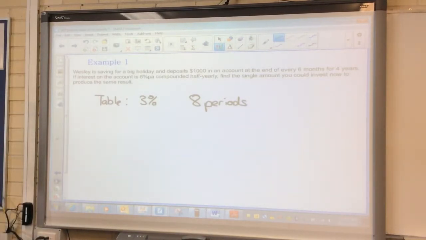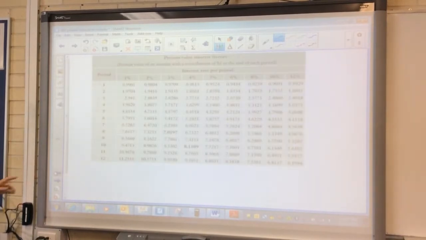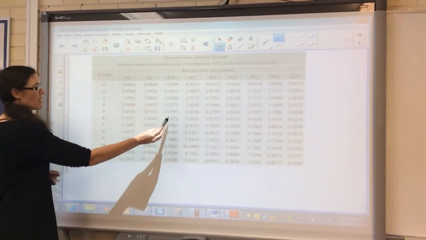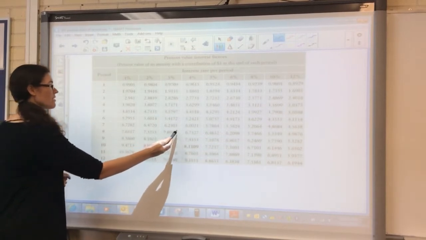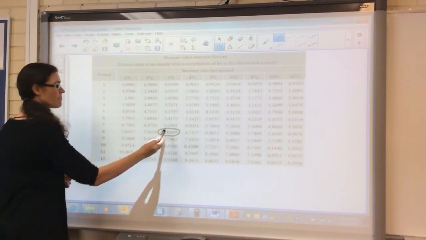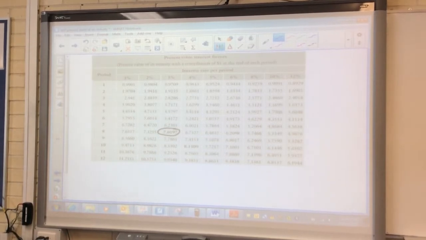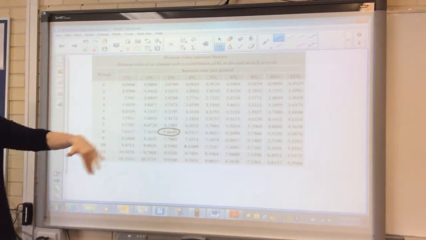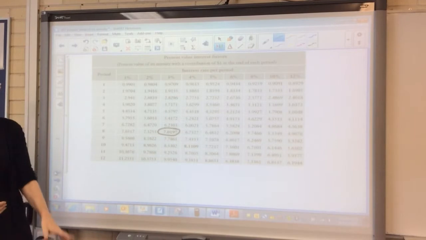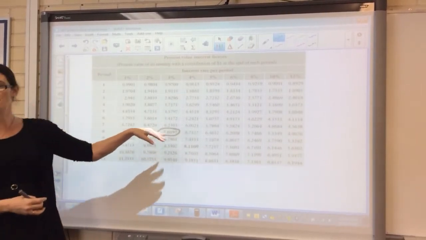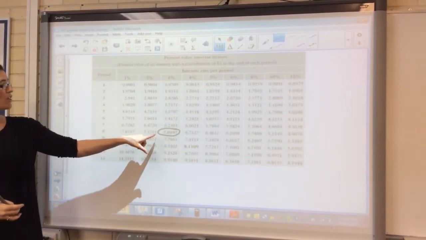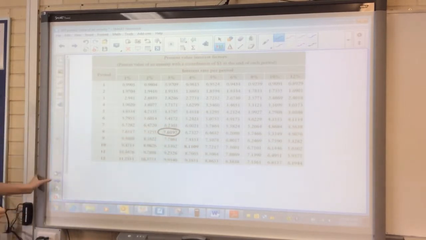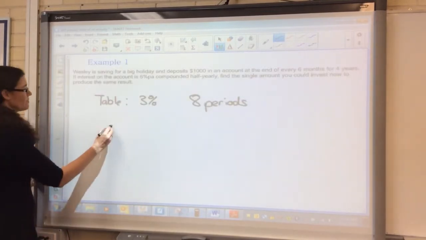So we're pretty good at using these tables by now. We're looking for 3%, 8 periods. So we go to our table, we go down the 3% until we find 8 periods, and this is the number here. Now this number tells me that if I was investing $1 every 6 months for 4 years, it's the same as investing $7.01 now. So all we're going to do is multiply that by 1,000. 7.0197.